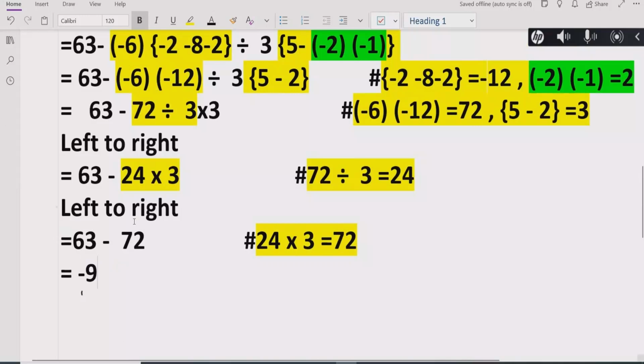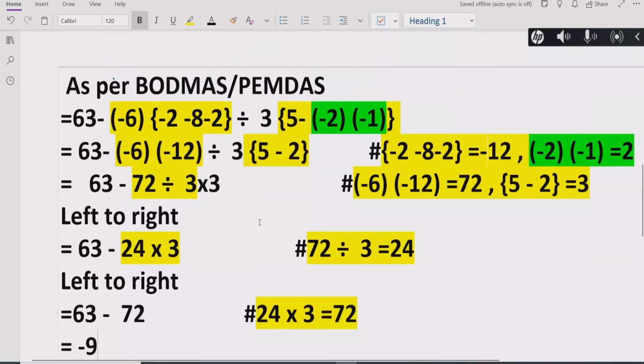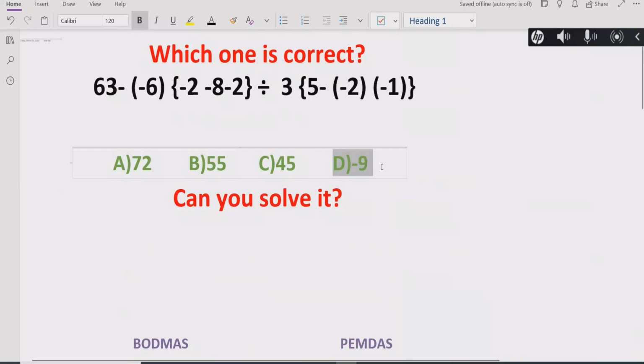So I hope you understand how you can solve this expression with the PEMDAS and BODMAS rule and get the correct result. And if you do not follow the PEMDAS and BODMAS rule, you get the wrong result. If you see the answer list, answer D is the correct answer of this expression.